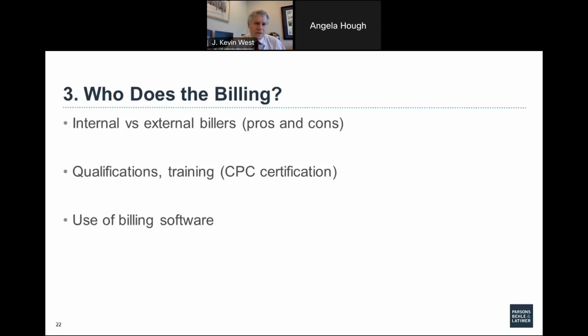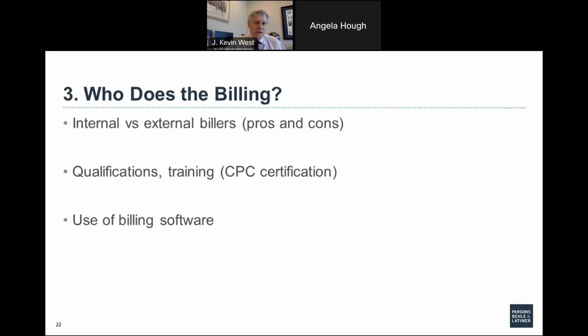The cons of internal billing are often that the staff are not as qualified or experienced. There may be a lot of turnover, and so we're constantly training inexperienced people, and that is a very common problem. Those are the cons of internal billing.